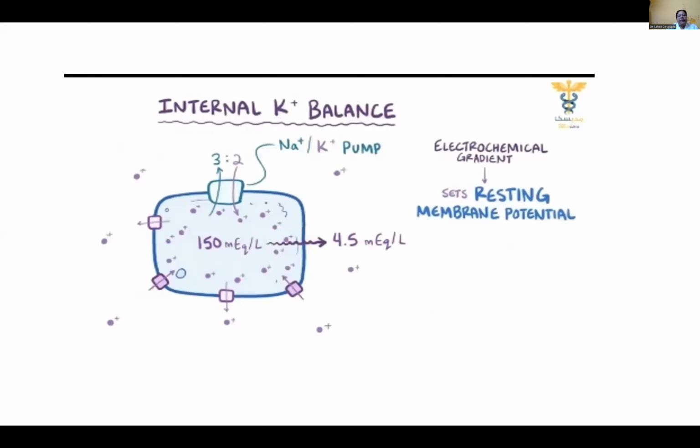As we can see in this picture, the intracellular potassium is 150 and the extracellular is 4.5, and it's being maintained by the sodium potassium ATPase pump. Basically, 2 potassium is going in and 3 sodium is going out. So this maintains the electrochemical gradient and sets the resting membrane potential.